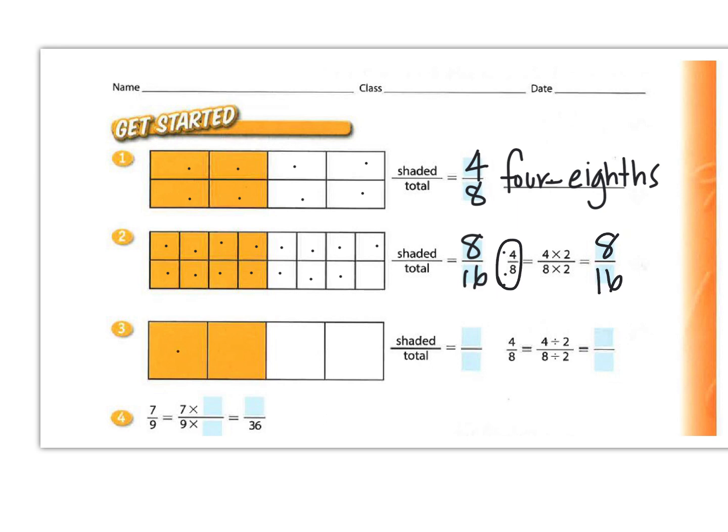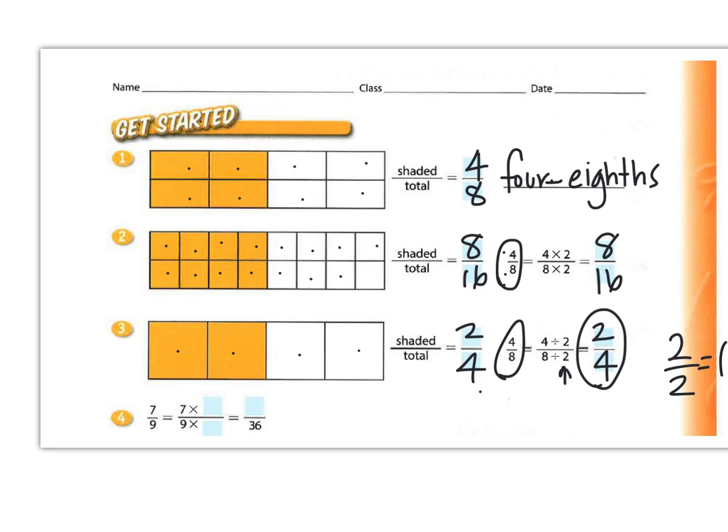Here we have 2 are shaded out of 4 total, so 2/4. Now, same thing to make an equivalent fraction. Here we have 4/8, but now instead of multiplying by 2, we're going to divide by 2 on top and bottom. So you're just dividing by 1, because remember, 2 over 2 equals 1. So when we divide, 4 divided by 2 is 2, 8 divided by 2 is 4, so we can see that 4/8 is the same as or equivalent to 2/4.